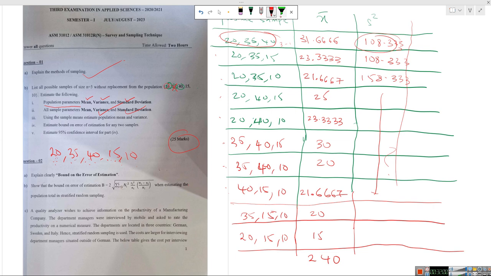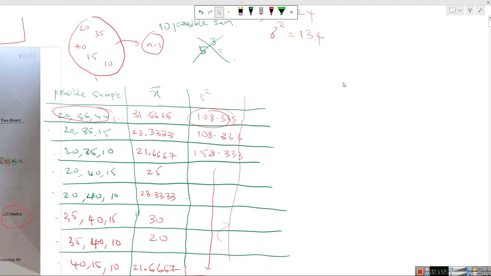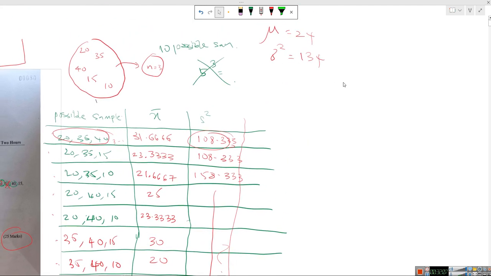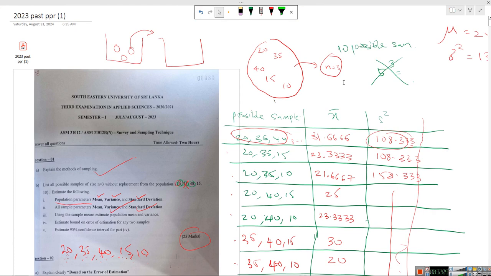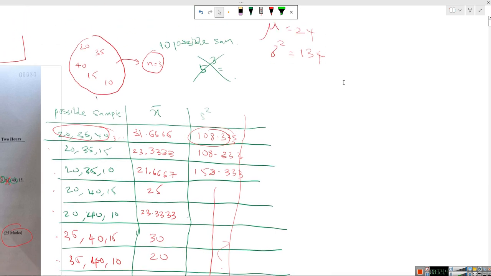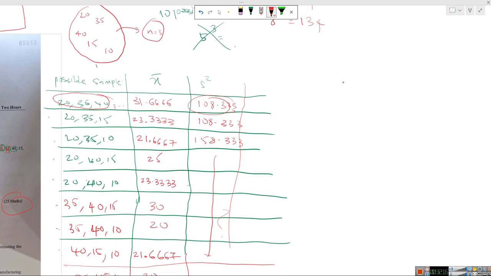Let me just try that question separately here. Anyhow, we will just read and come to this place. Using sample mean, estimate population mean and variance, right? So using sample means, mu is equal to nothing but summation xi bar divided by n. N is here 10, right? So here we have 10 samples. So now if you take the mean of these means, then it will be the population mean.